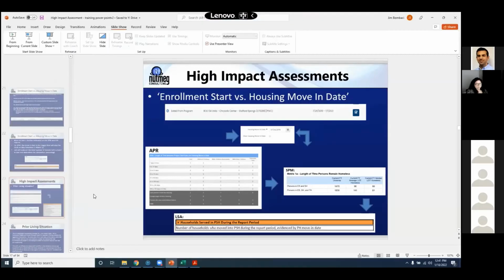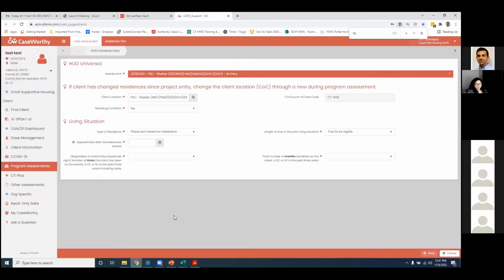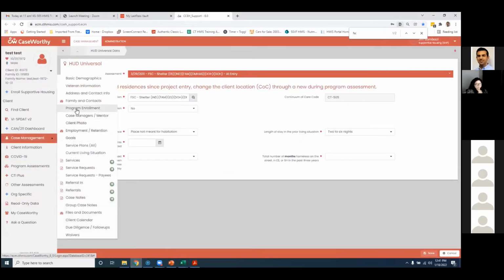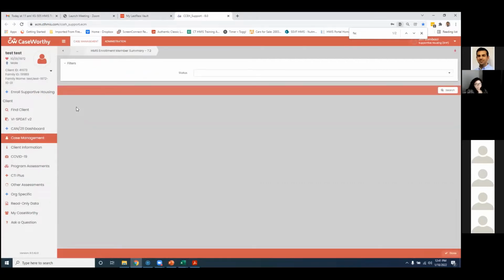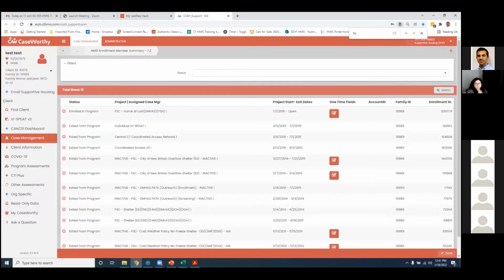I'm sure everybody's familiar with it, but let me just get to where housing move-in date exists. You may notice that my layout of HMIS is slightly different than yours. I'm using our support system. I was just running into some slowness with Kansas City's when I was pulling up enrollments and assessments and things. So just for the sake of time, I'll use ours as a sample. The location of things is the same.